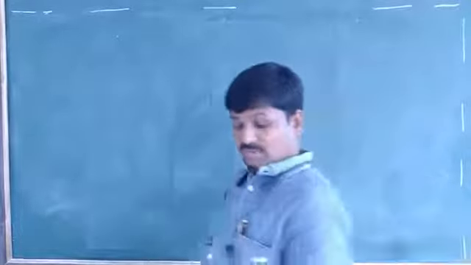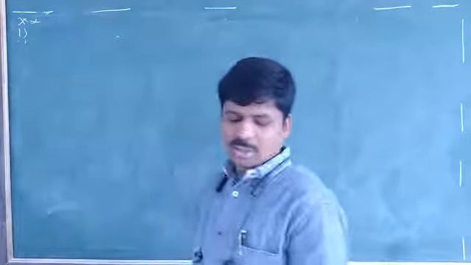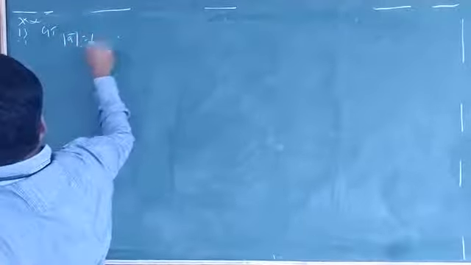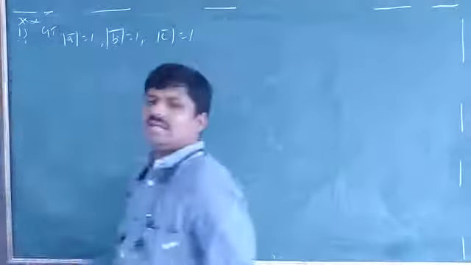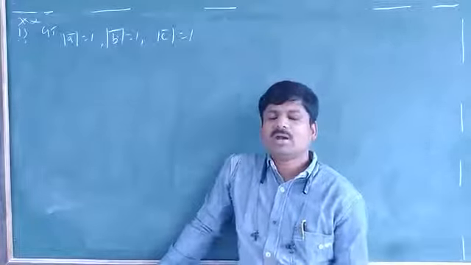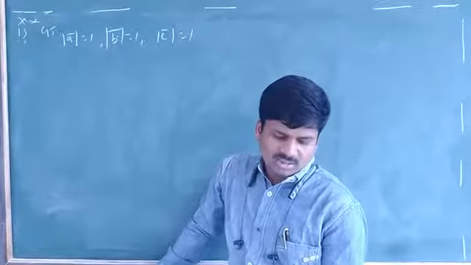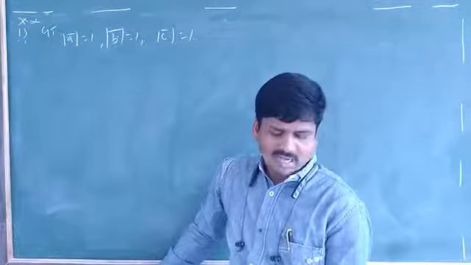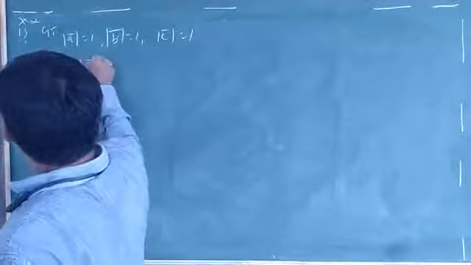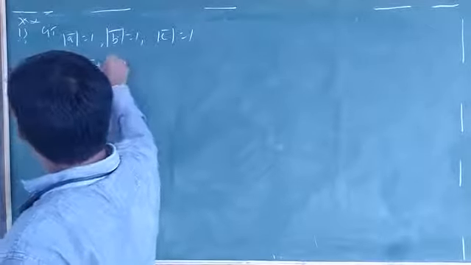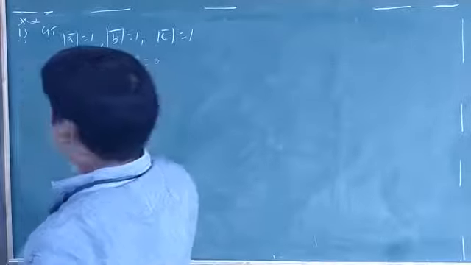Okay. Next, come to question number 13. Important. If a bar, b bar, c bar are unit vectors, what is given? So mod a bar equal to 1, mod b bar equal to 1, mod c bar also equal to 1. And a bar plus b bar plus c bar is equal to 0 is given.